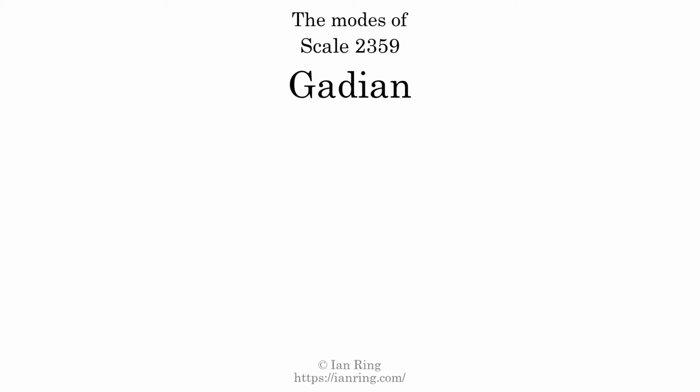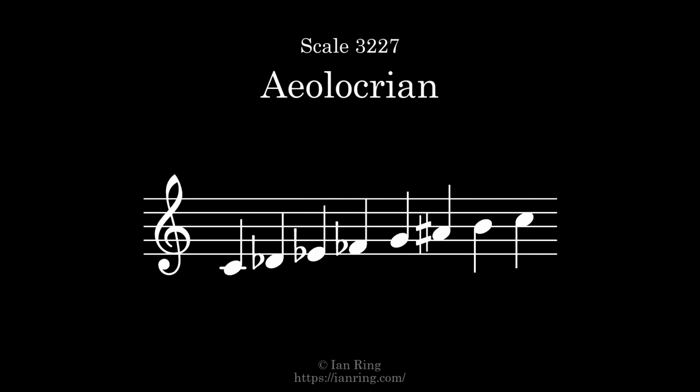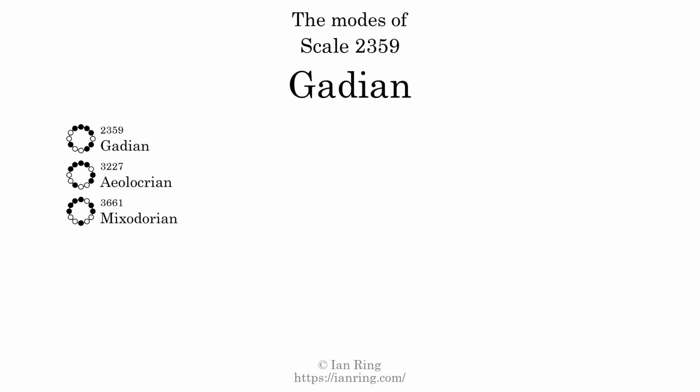This scale has 7 modes. The first mode is itself. The second mode is scale 3227, also known as Locrian. It sounds like this. The third mode is scale 3661, also known as Mixodorian. It sounds like this.